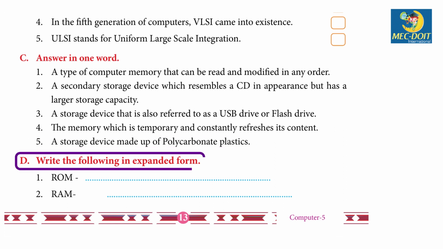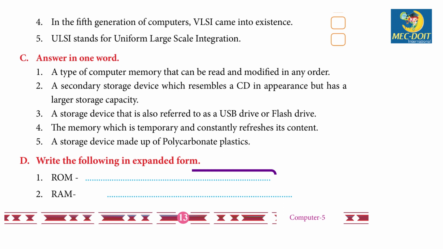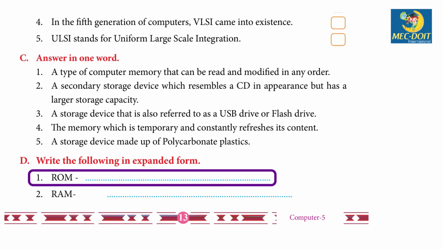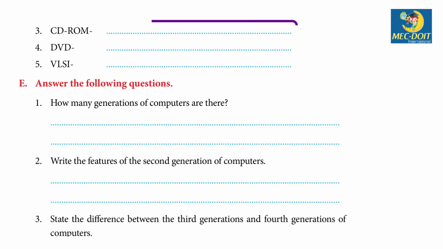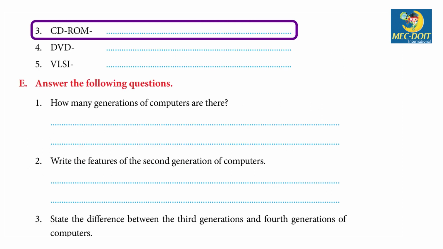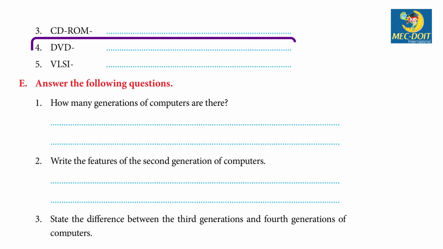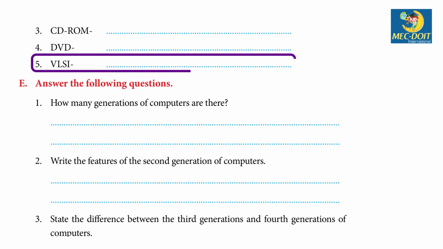D. Write the following in expanded form. 1. ROM. Answer: read-only memory. 2. RAM. Answer: random access memory. 3. CD-ROM. Answer: compact disk read-only memory. 4. DVD. Answer: digital versatile disk. 5. VLSI. Answer: very large scale integration.